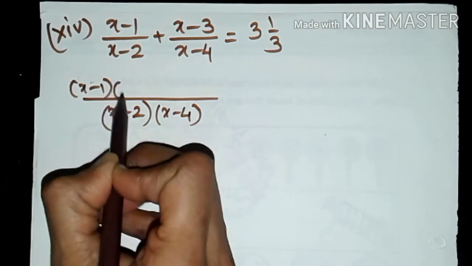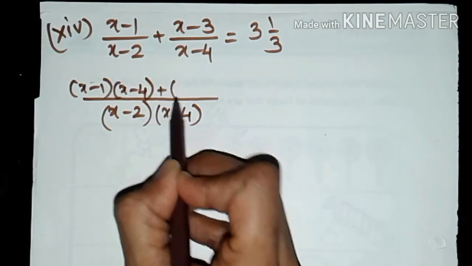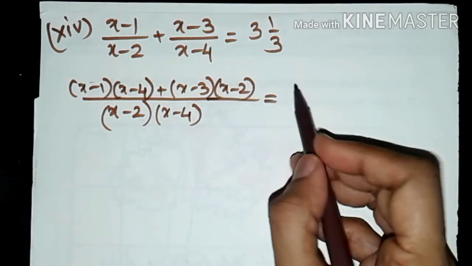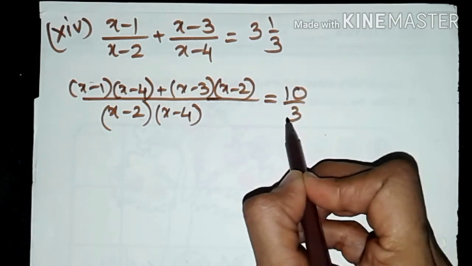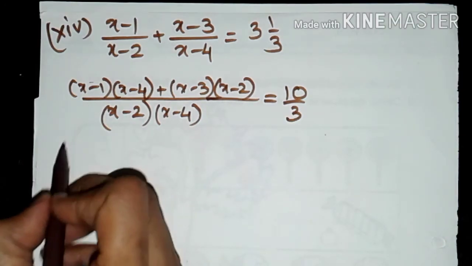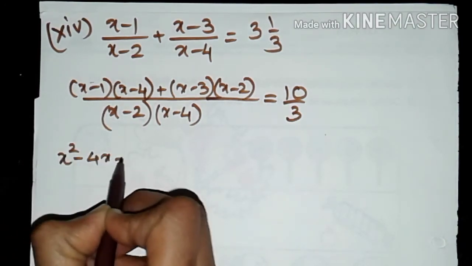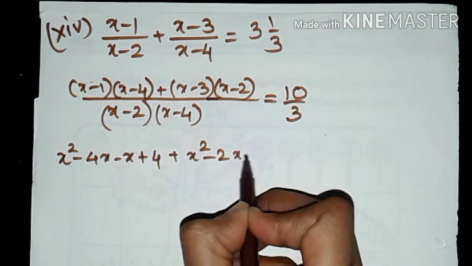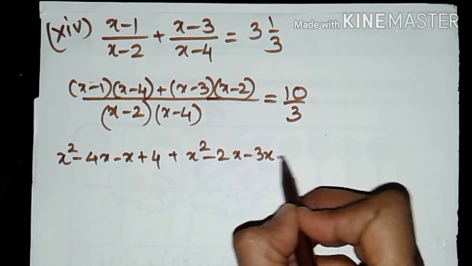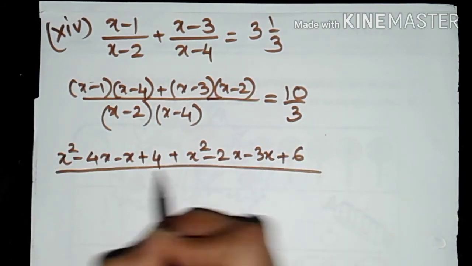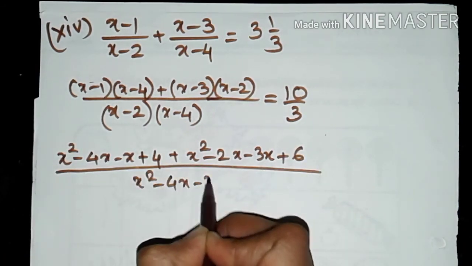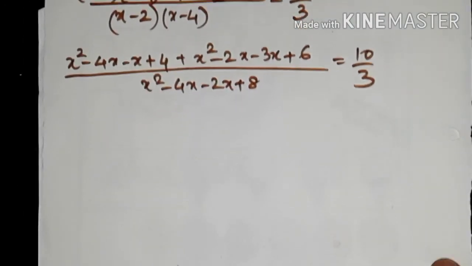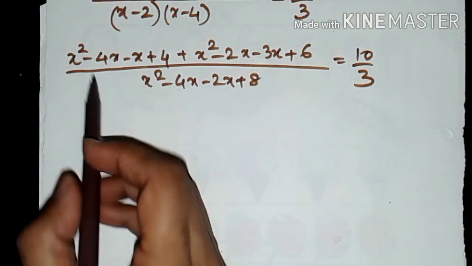So the numerator will become something like this. Okay. 3 3s are 9, 9 1s are 9 plus 1 is 10. So now let's open up the brackets. So you get minus 2x minus 3x plus 6, is it not? Divided by x square minus 4x plus 8 divided by 10 by 3. Now what do we do next? You know it very well.